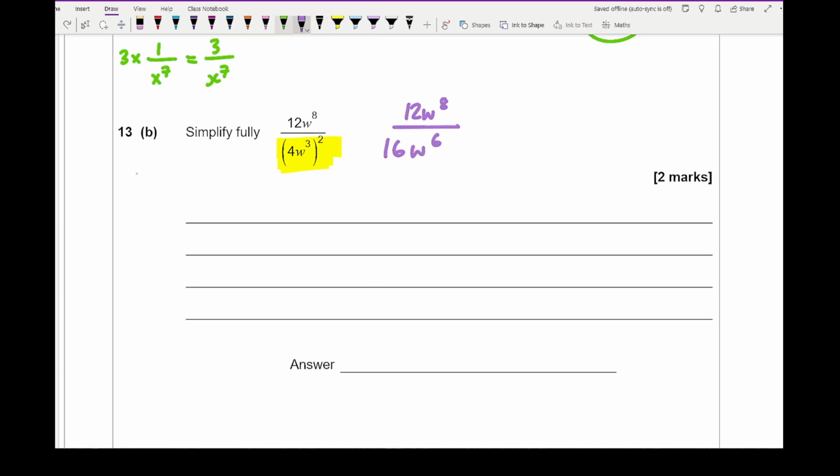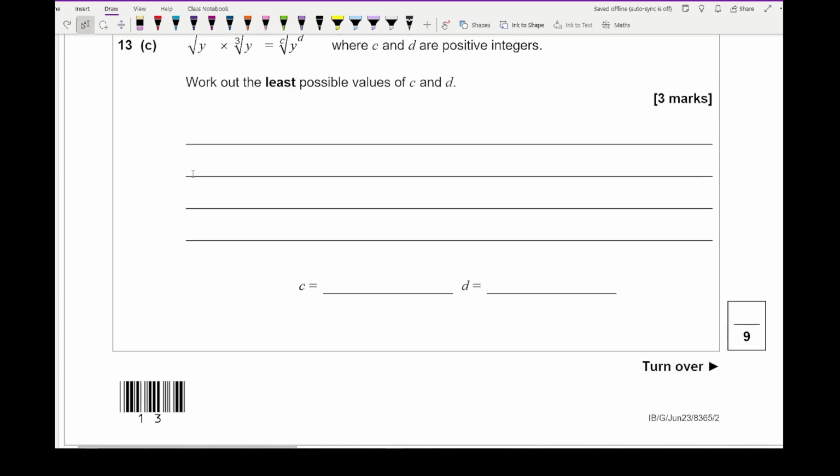Now from this, what we then want to do is simplify the two terms. So what goes into both 12 and 16, that's going to be 4. So we can change that to a 3, change that to a 4. We can then take away the powers. So what we're left with is 3w squared divided by 4, and there is my final answer. Or alternatively, you could write it as a decimal as 0.75w squared. So any of those two answers will be absolutely fine.